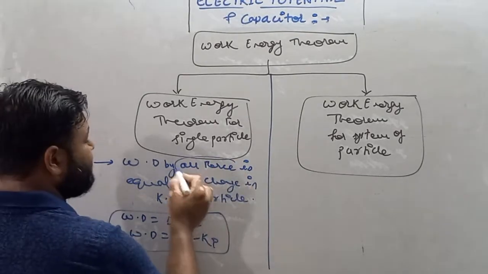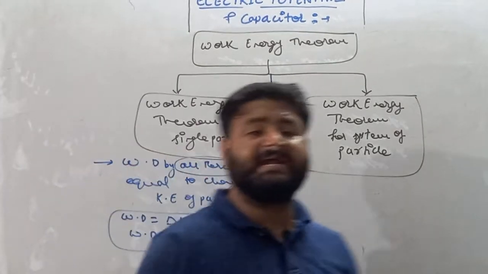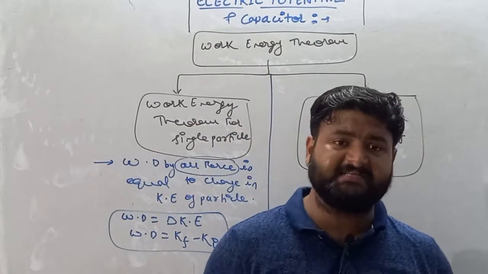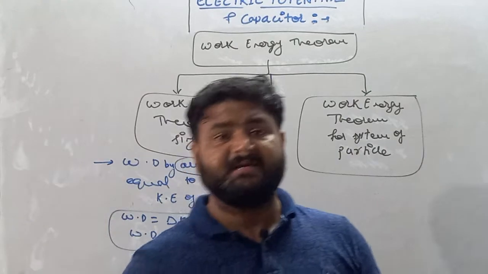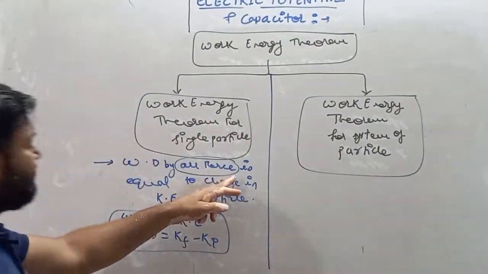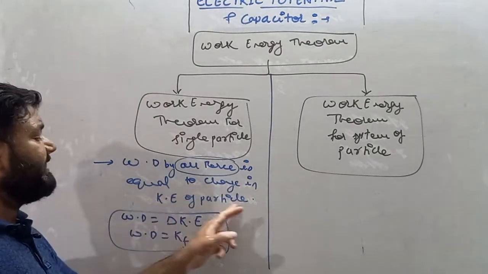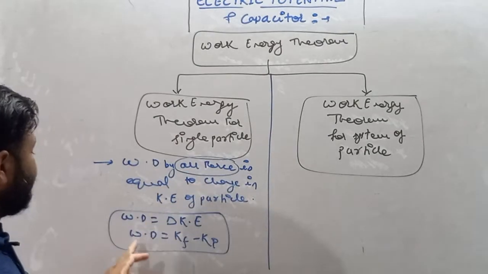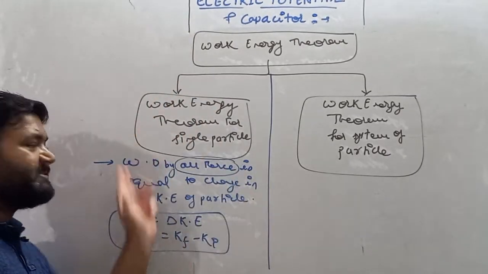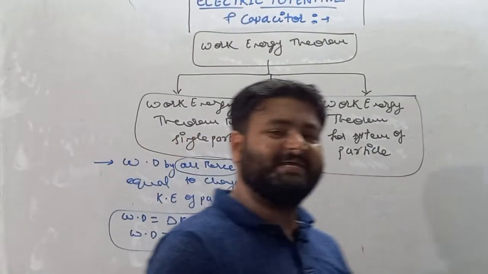Work done by all forces means all the forces acting on the particle, whether it is an external force, frictional force, or normal reaction force, whatsoever forces. Work done by all the forces is equal to change in kinetic energy of the particle. It means work done is equal to K final minus K initial. This is called the work energy theorem for single particle.